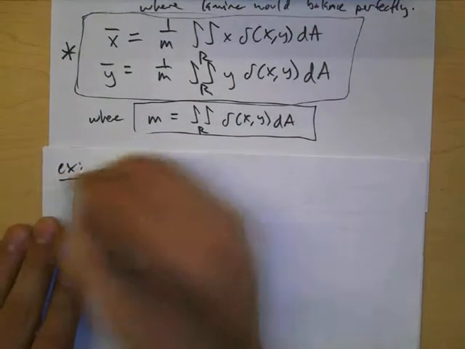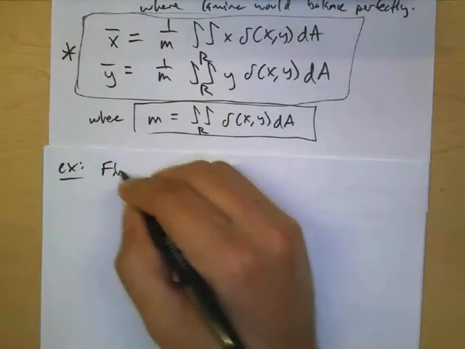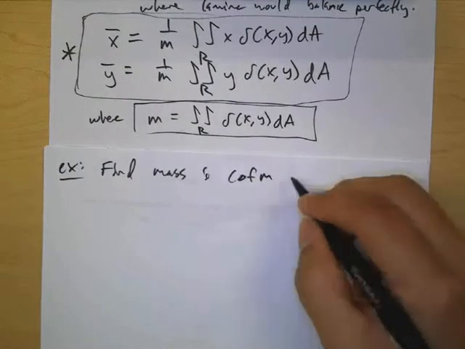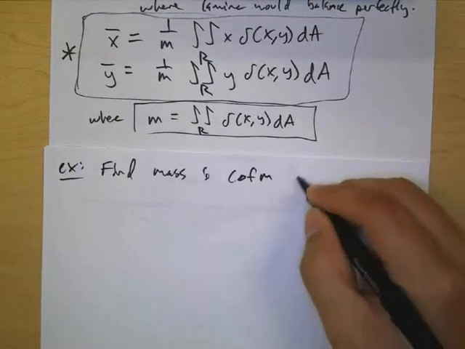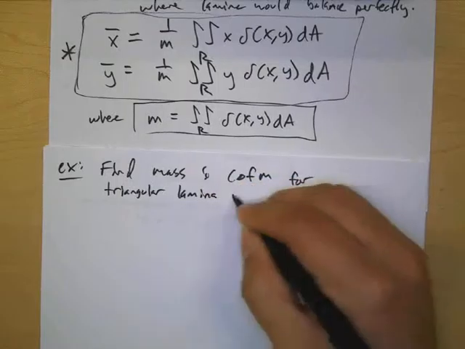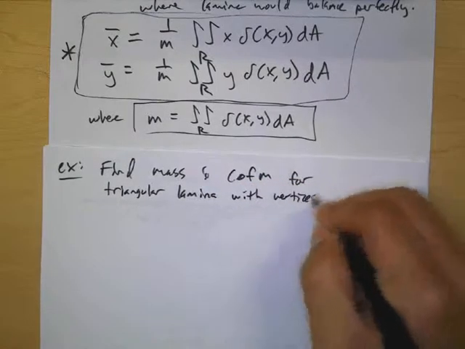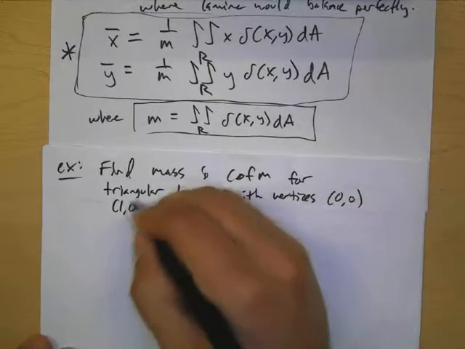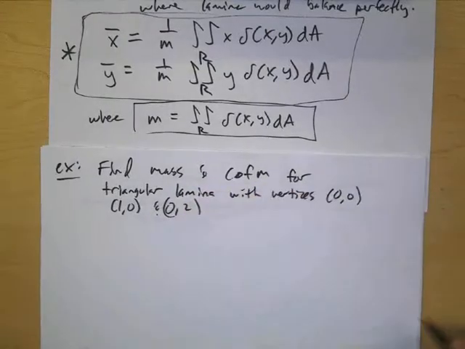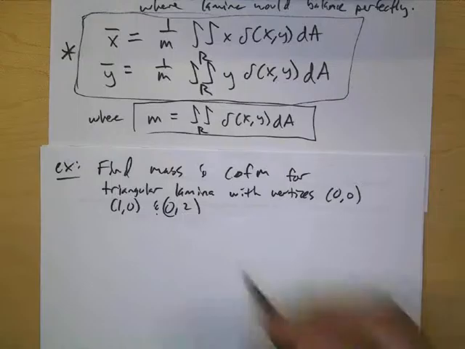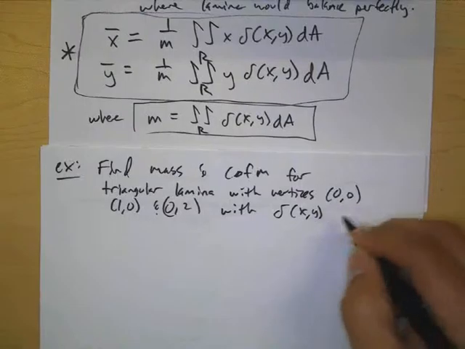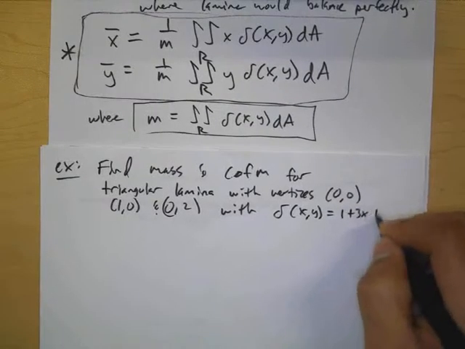So here's an example. Find mass and center of gravity for the triangular lamina with vertices at (0, 0), (1, 0), and (0, 2), with density function 1 plus 3x plus y.